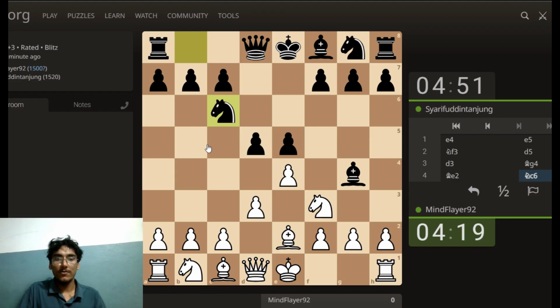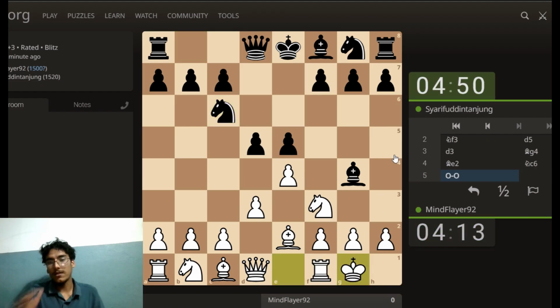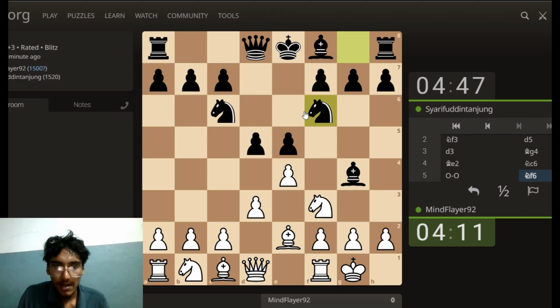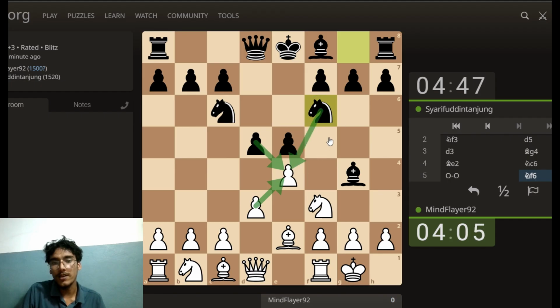So he defends with that knight. So I will just simply castle to the safe square. What happened? Let's see. Now his plan is to capture this so that I could capture here, and finally he captures freely.